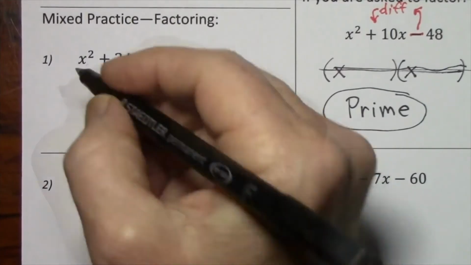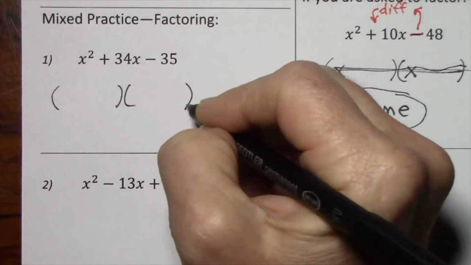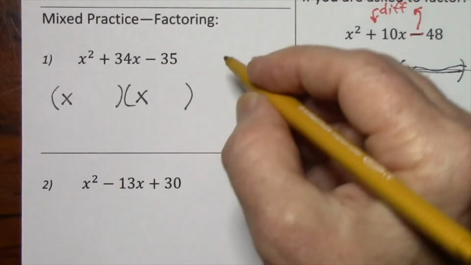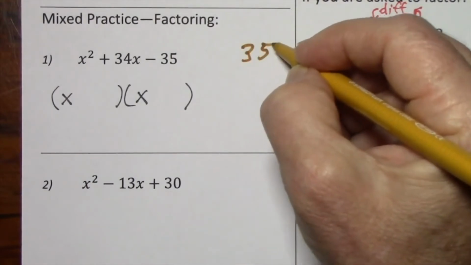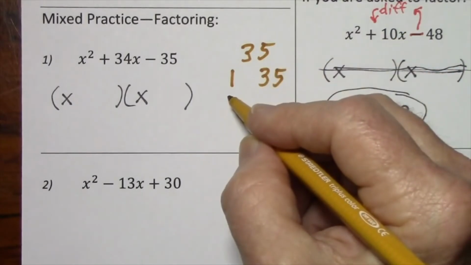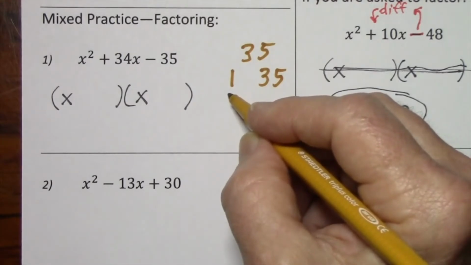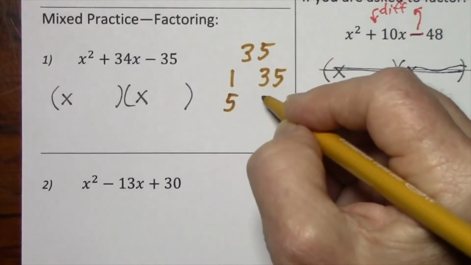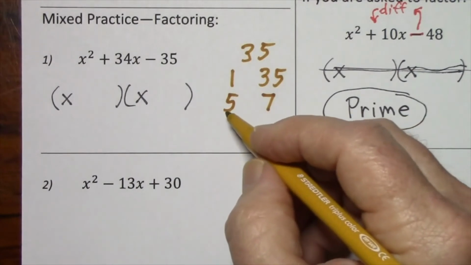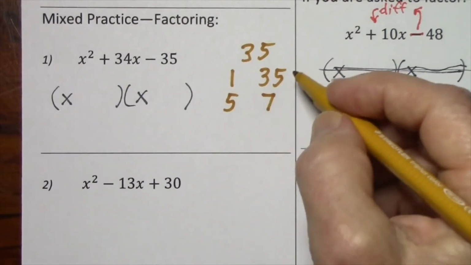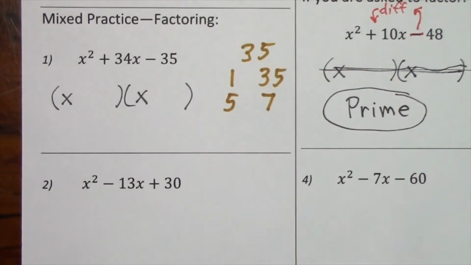Looking at number 1, for the x squared, for the 35, we'll list all the factors. 2 won't work, 3 won't work, 4 certainly won't because 2 didn't, 5 works, 5 times 7, 6 won't, and the next number is 7, which we already have. So here's all the factor pairs of 35.